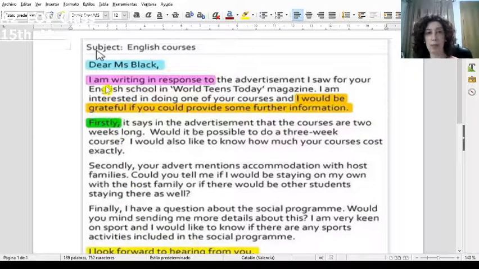Molt bé. Introduction, the purpose, why you are writing, and the interrogatives, the questions. Firstly, secondly, and finally. Polite, very polite. I would like to know, could you tell me, could you send me, or would you mind sending me, very polite. How does it end?